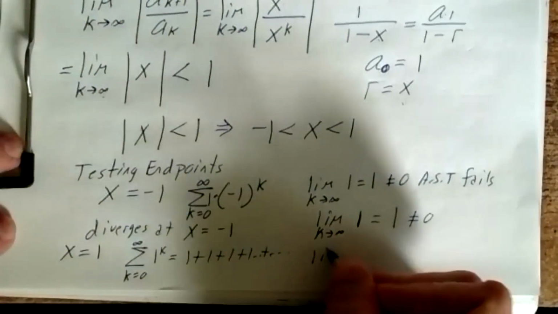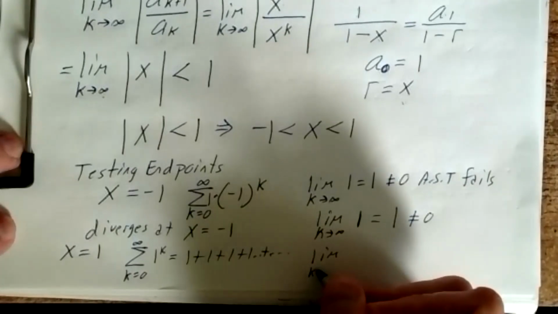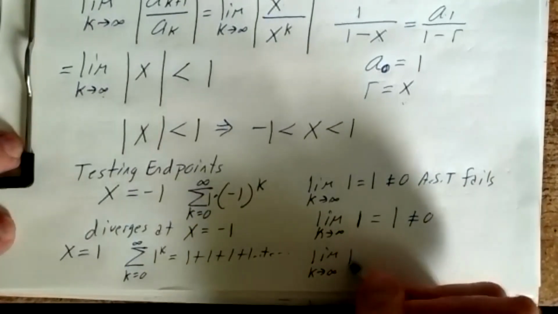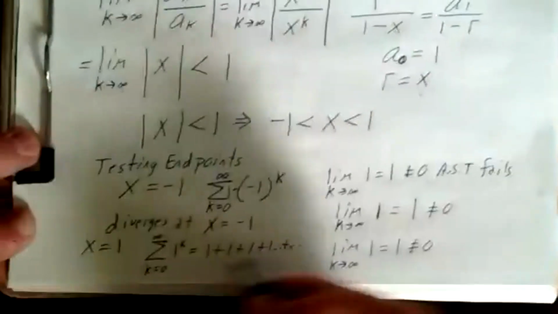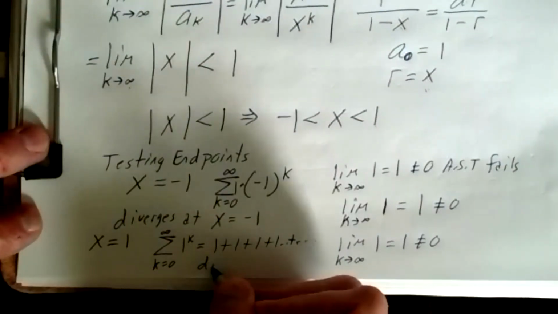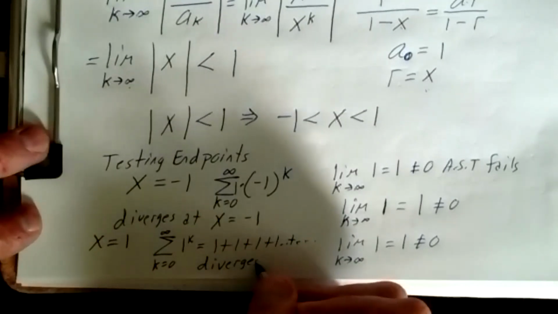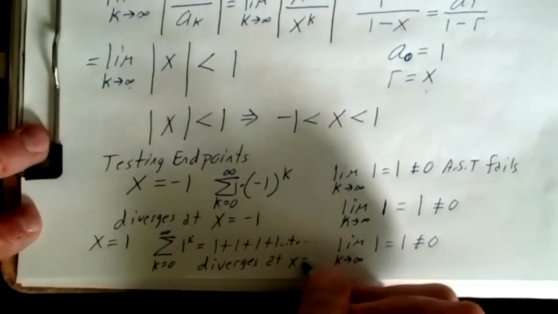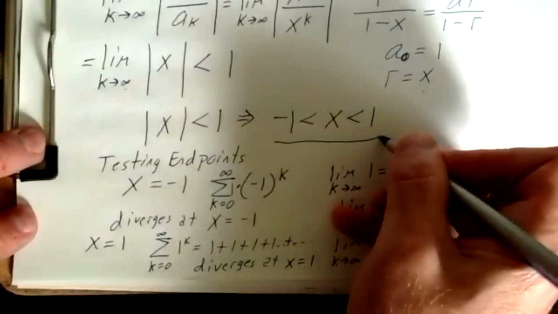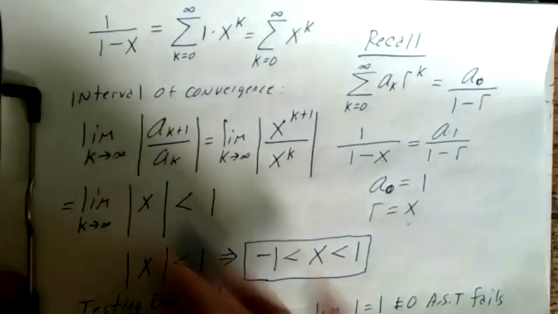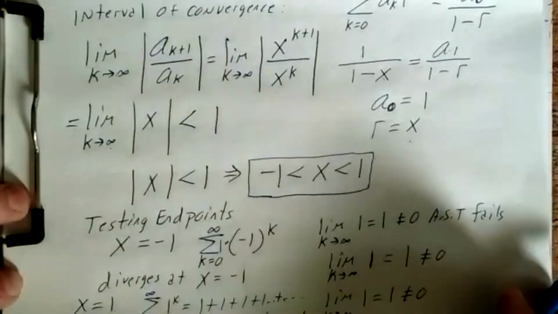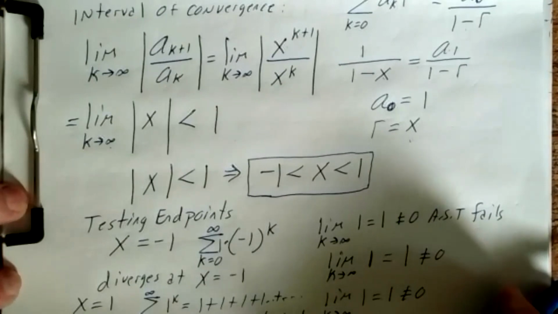And the nth term test can easily show that. The limit as k approaches infinity of 1 is equal to 1, not equal to 0. So our series diverges at x equals 1. Hence, our interval of convergence is strictly going to be this for the power series expansion of 1 over 1 minus x. So this is your interval of convergence for 1 over 1 minus x.